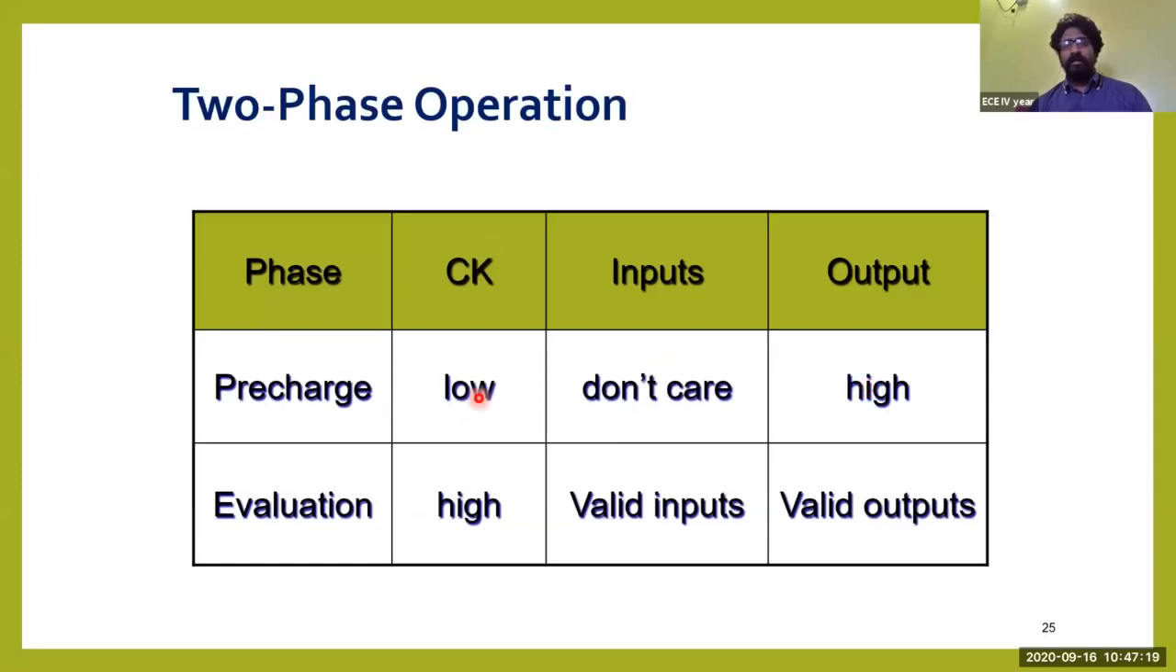Now, when it comes to the evaluate state, that is nothing else but when the clock equals 1. If you provide valid inputs, depending upon the valid inputs of the logic structure, you will get some output. It means that if my logic structure is A dot B, depending upon the inputs provided there, your output will be Y equal to A dot B.